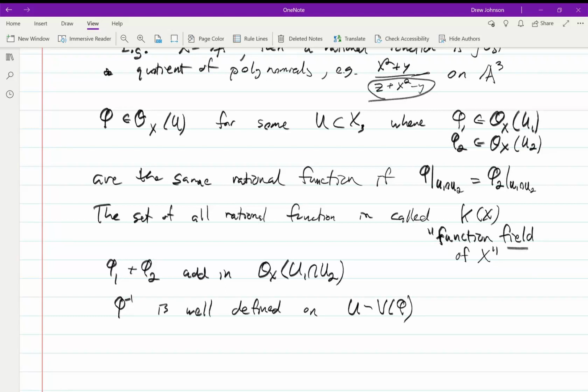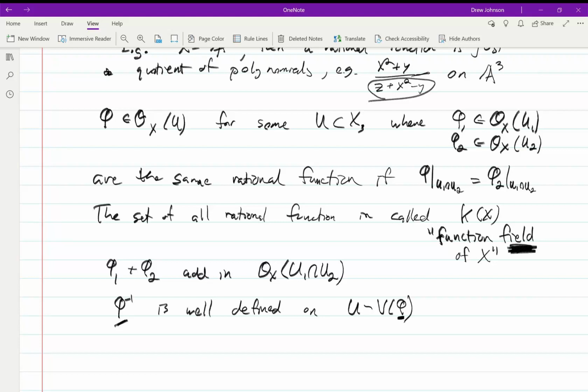Right. The problem is in general, if you try to invert something, it might have a 0 in the denominator sometimes, or it might be 0 sometimes, so then you can't find the multiplicative inverse. But since we only need it to be defined in an open subset, we can just subtract off the vanishing locus of the section. And remember, that's a closed subset by a lemma we had earlier. Okay, and then once phi is not 0 anywhere, then the multiplicative inverse makes sense. All right, so we actually get a field here, and we'll call it the function field.